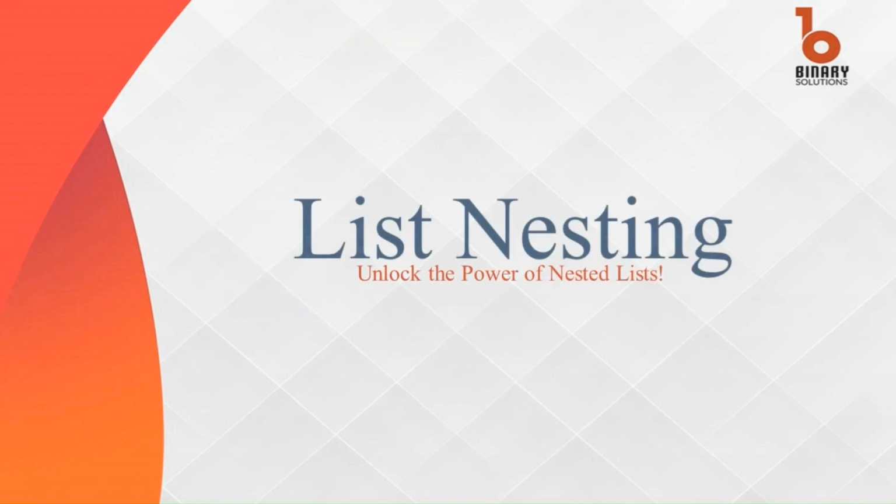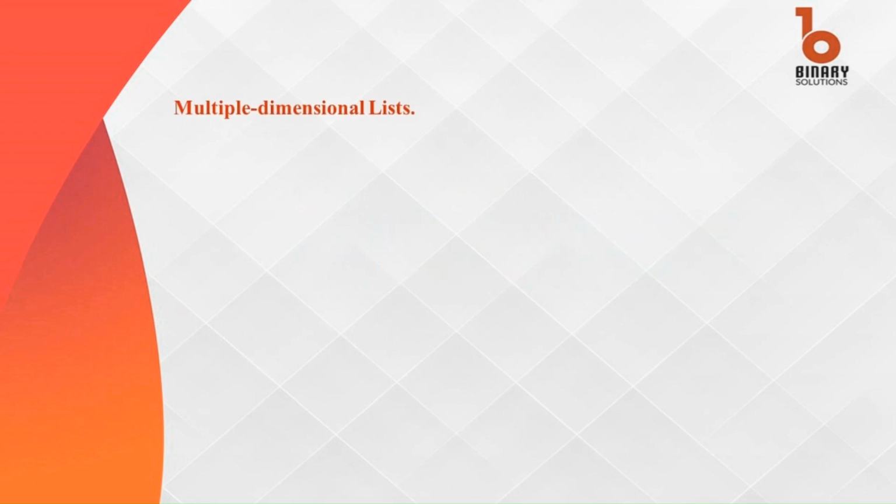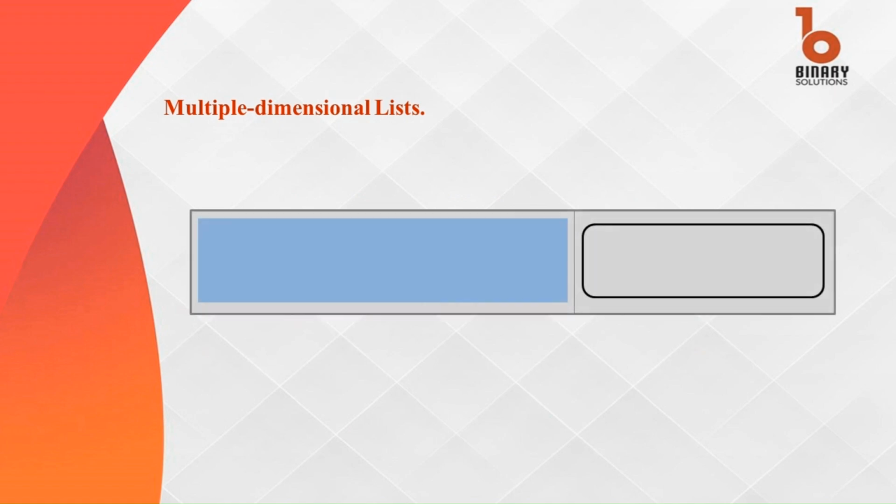Next, we explore the concept of list nesting. In Python, lists are versatile structures that can hold any type of object as an element, including other lists. This powerful feature allows the creation of multidimensional lists that are useful for managing complex data structures. In the given example, a multidimensional list is created to demonstrate the concept of list nesting.